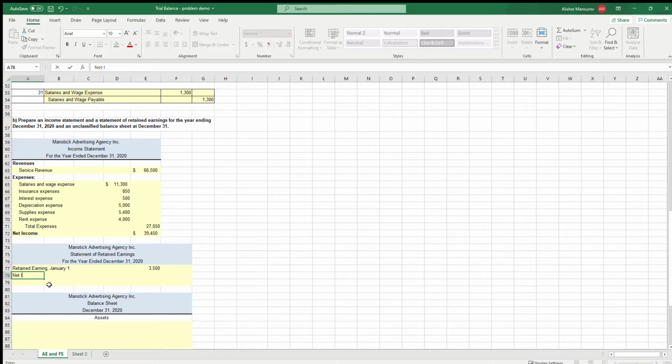So net income for the year was 39,450, and then we have the final number for the retained earnings account. Retained earnings on December 31st, at the end of the year. So make a quick change here. Retained earnings, and that is the sum of the two here. So the beginning balance plus net income for the year should give us this.